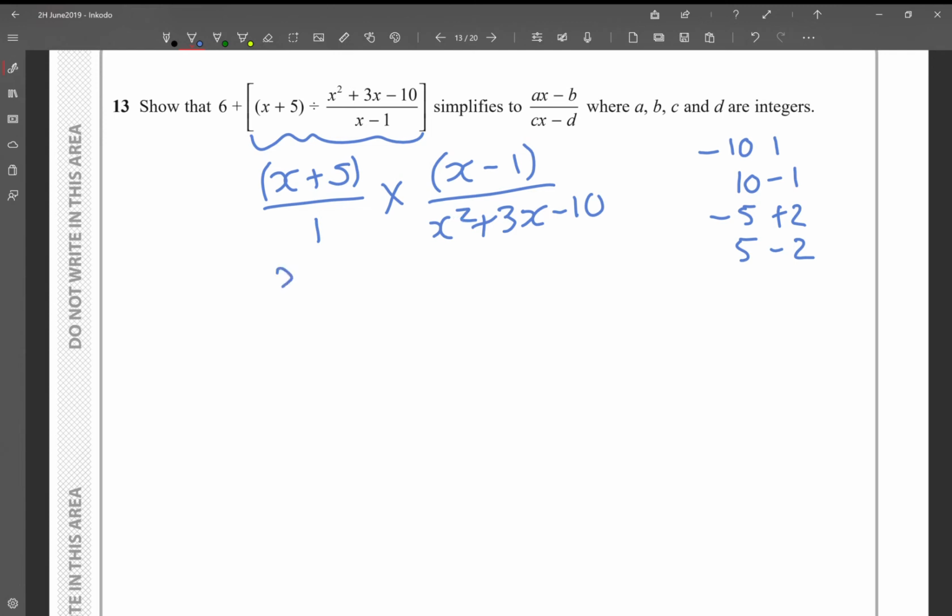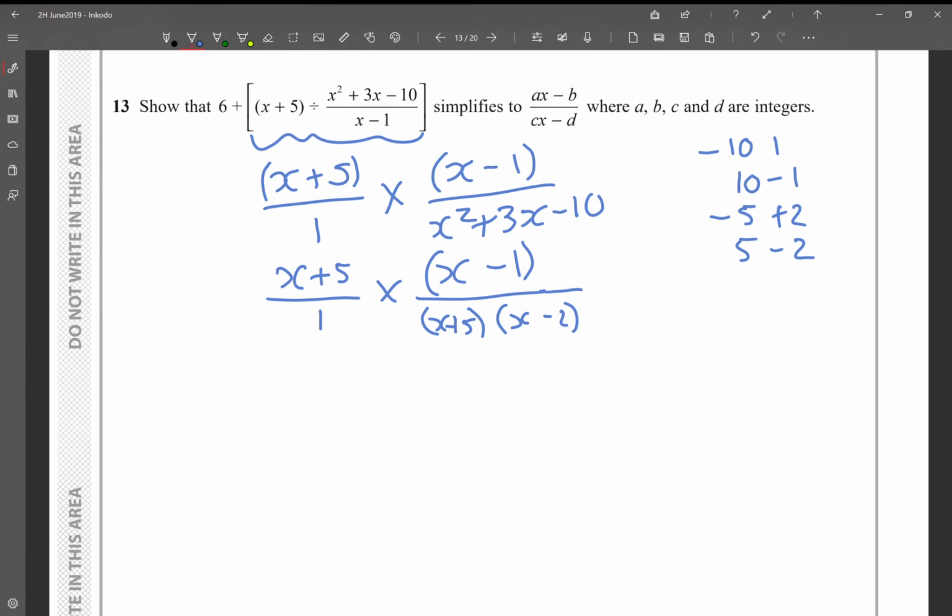So my next step, you can just jump straight to do that. I didn't, purely because I wanted to show you that you might do that and then think about factorising. So if I factorise, I've got 5 and minus 2, so then we'll end up with a quadratic here, x plus 5 and x minus 2.